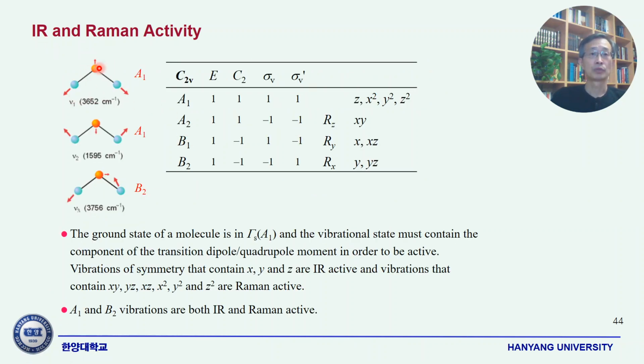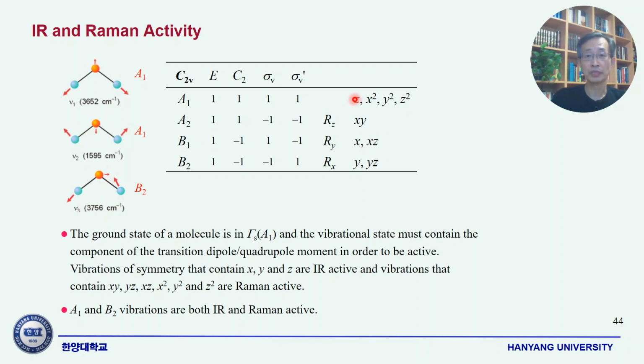So we obtain that the normal modes for the water molecule are either A1 or B2. A1 is totally symmetric: the symmetric stretch or symmetric bending. B2 is the antisymmetric stretch. In this case, A1 has Z and X square, Y square, Z square, and B2 has Y and YZ. So either the symmetric stretch, symmetric bending, or antisymmetric stretch.